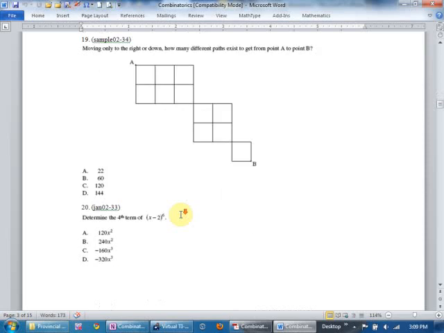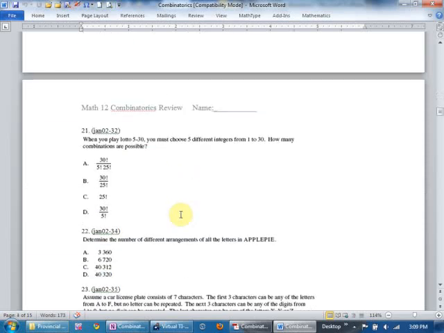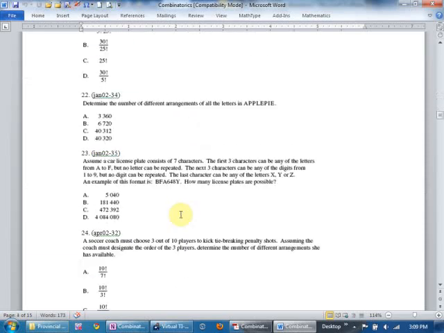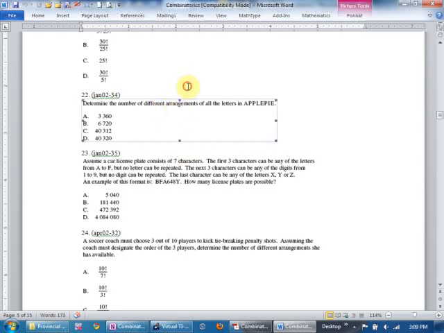Looking for another permutation question. Number 22 has the word arrangements, but I can't use this as a straight permutation because there's letters repeating, and that was our third topic. So I'm going to come back to permutations with letters repeating in just a second.